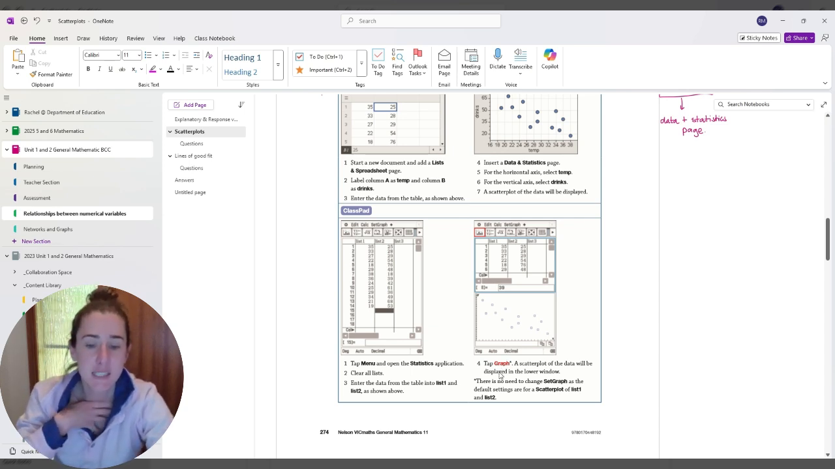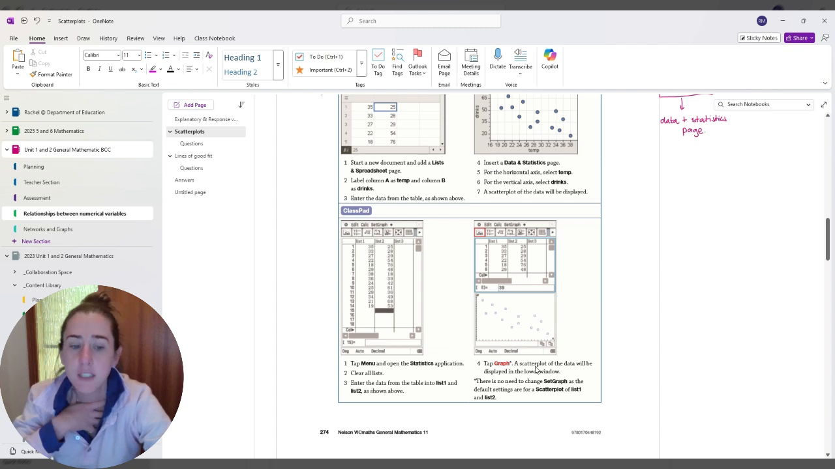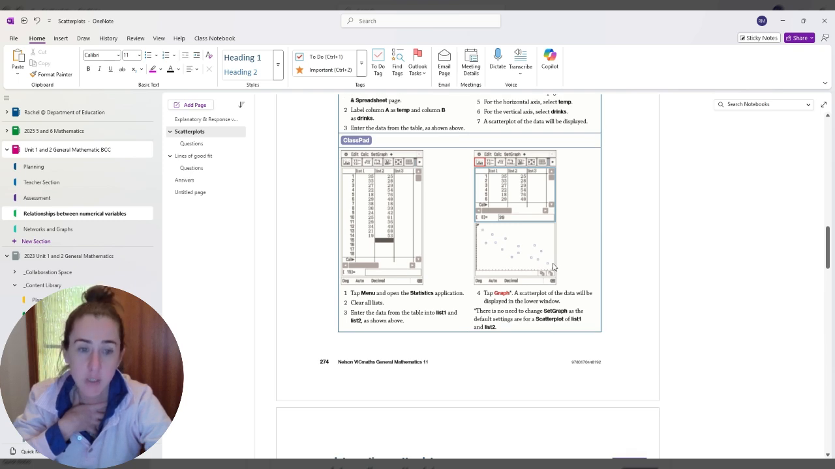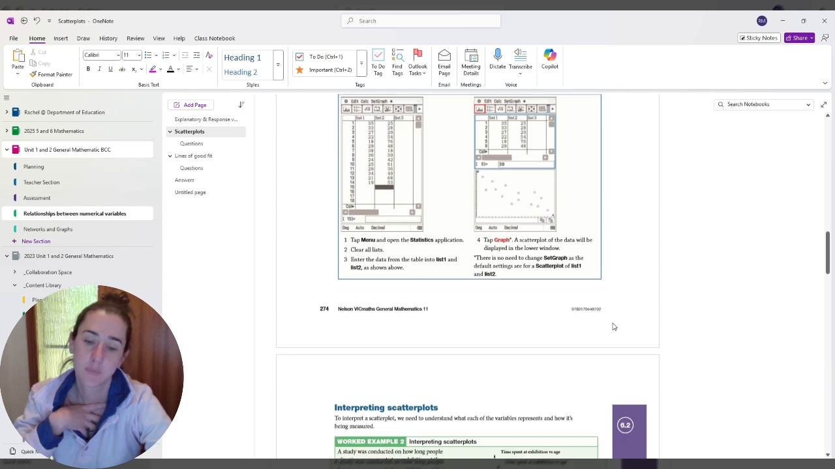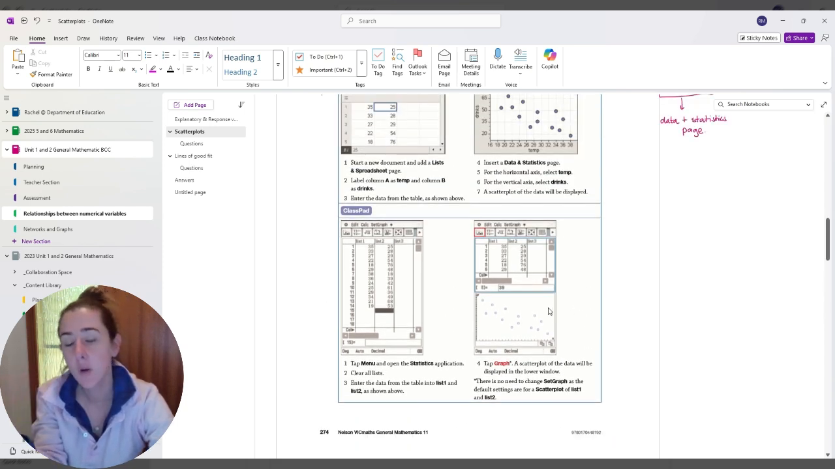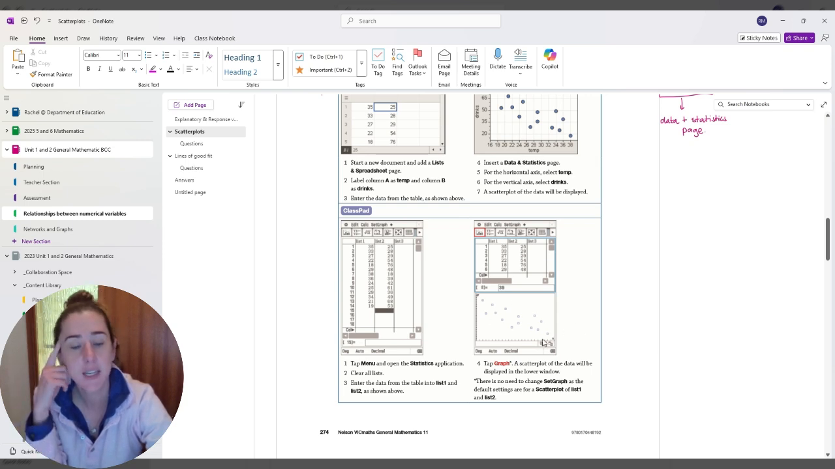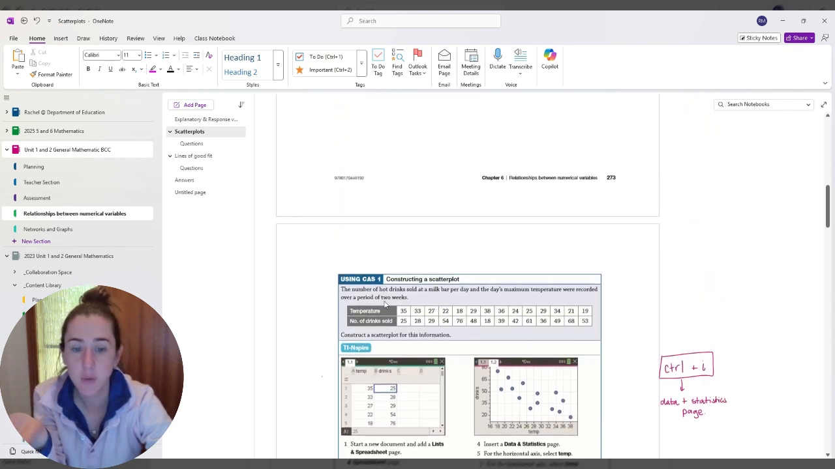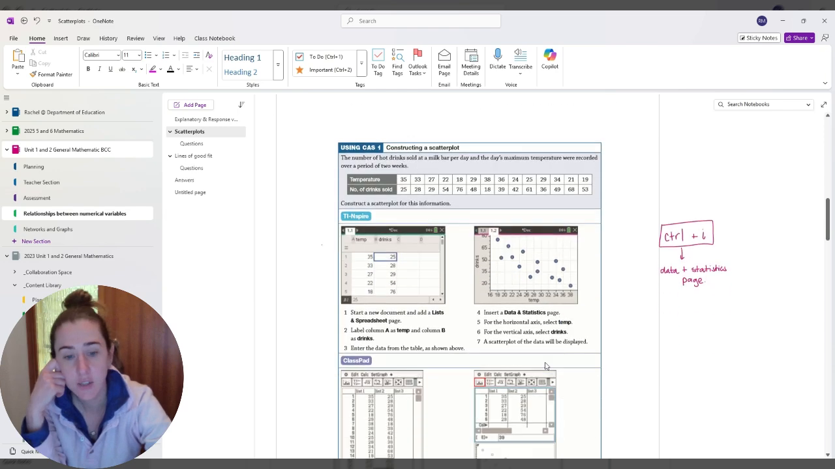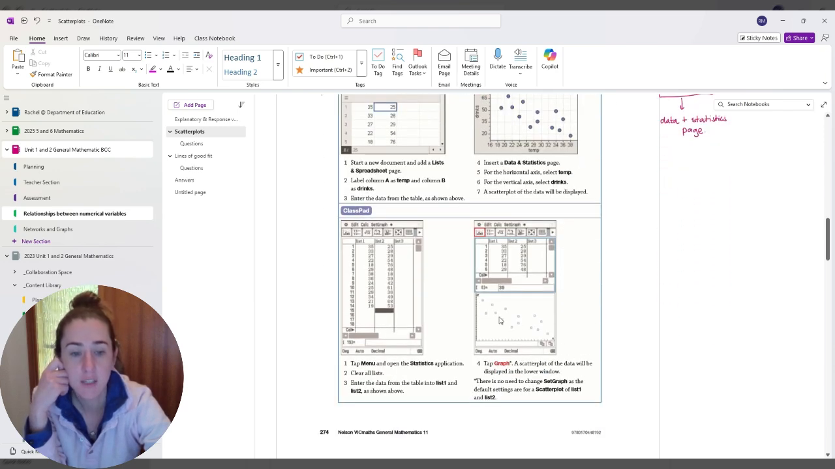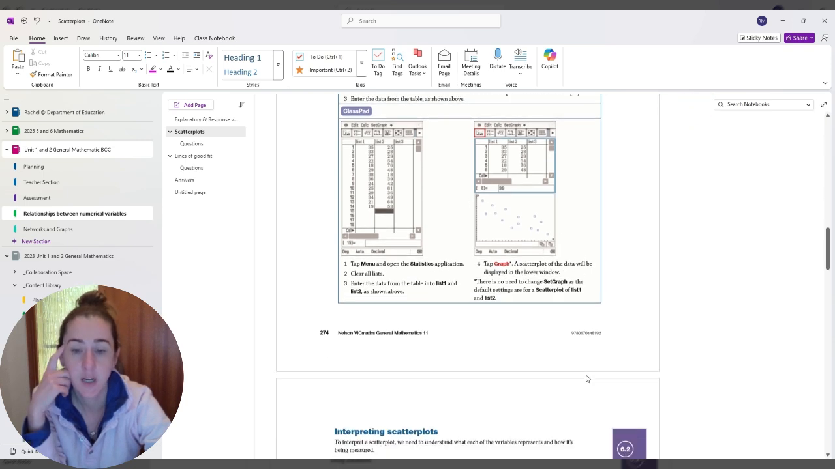We're going to hit graph, and we are going to produce a scatter plot in the lower window. All right, and that will give us our scatter plot. Next up, we're actually going to start interpreting what this graph means. So let's head down. Have a go at that yourself. Pause this video. I want you to graph this data in your class pad and see if you achieve these results here.